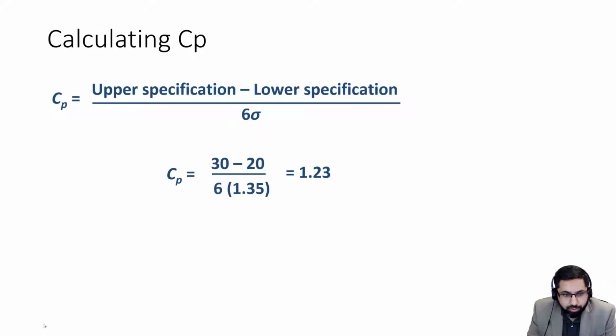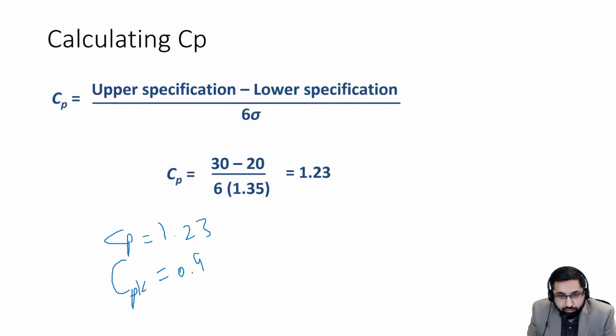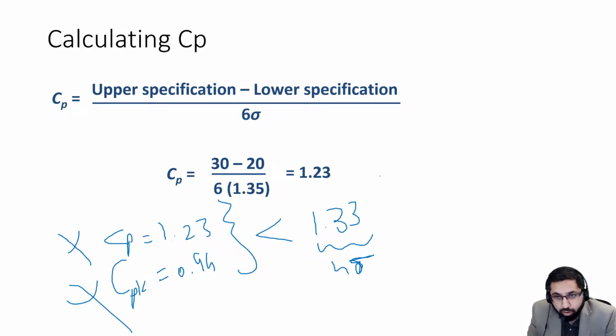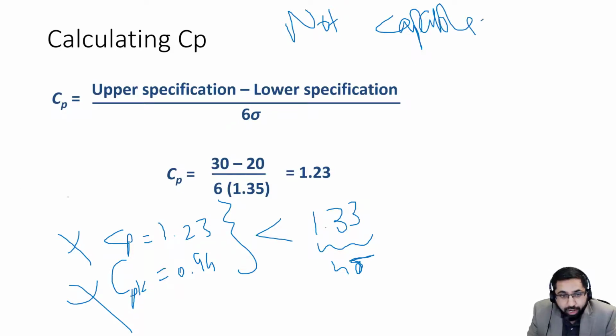So what I want you to consider now is what happens. In this case, it was simple, right? CP was 1.23 and CPK was 0.94, and both of them were less than the cutoff of 1.33, which is the 4 sigma capability level. So because both of them were below, we could conclude the process is not capable. What happens if one of them, CP or CPK, is lower and one of them is higher?